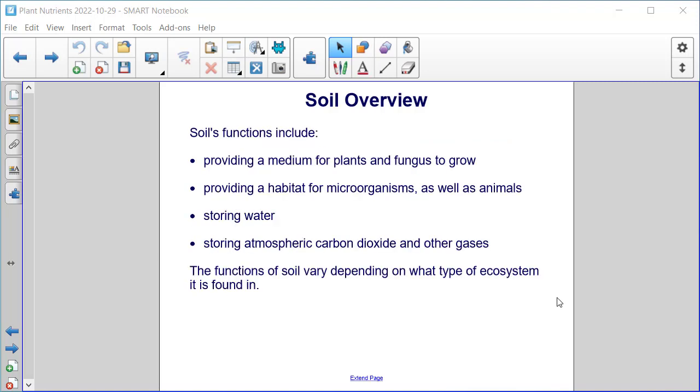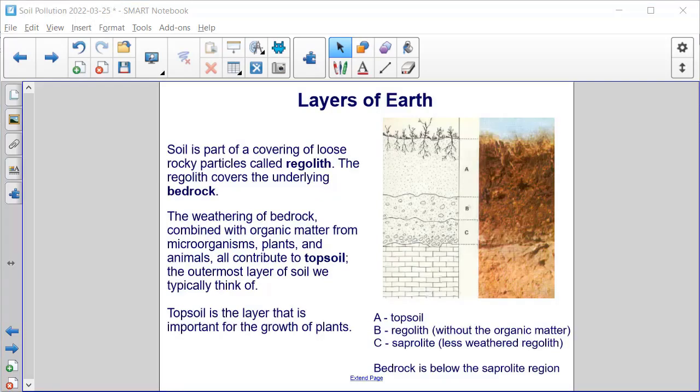Soil overview. Soil's functions include providing a medium for plants and fungus to grow, providing a habitat for microorganisms as well as animals, storing water, storing atmospheric carbon dioxide and other gases. The functions of soil vary depending on what type of ecosystem it is found in. Let's now start discussing the components of soil, beginning with the layers of earth.